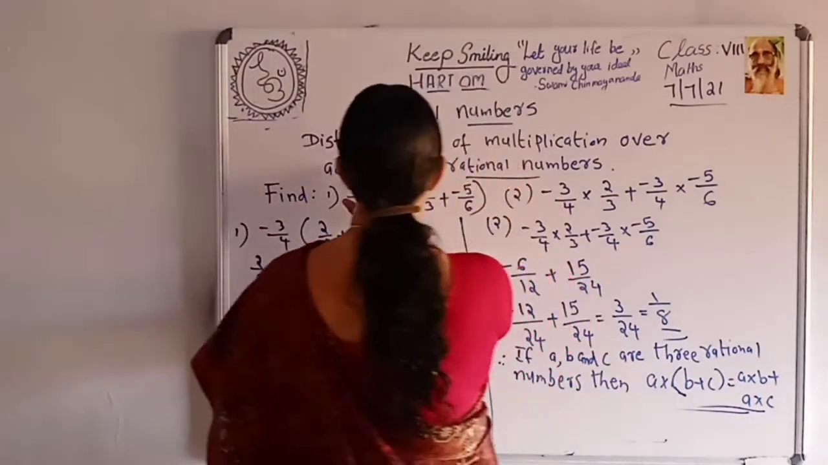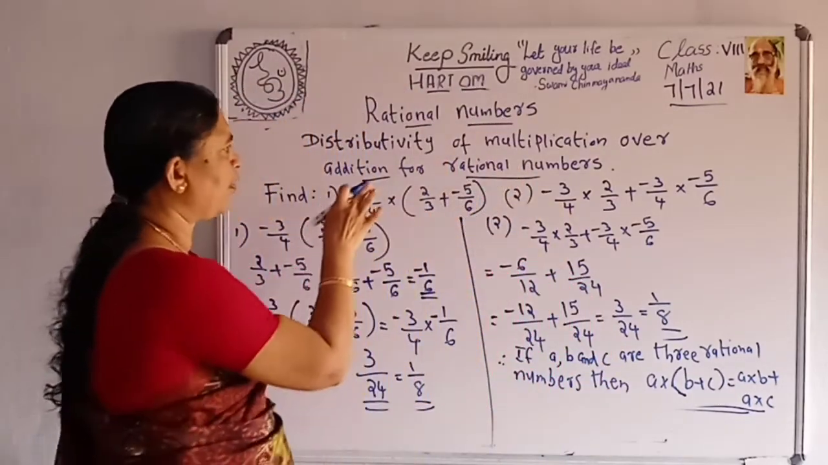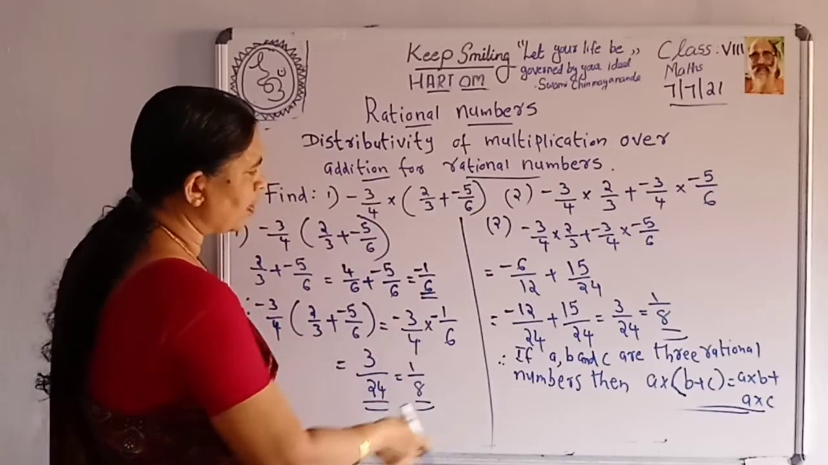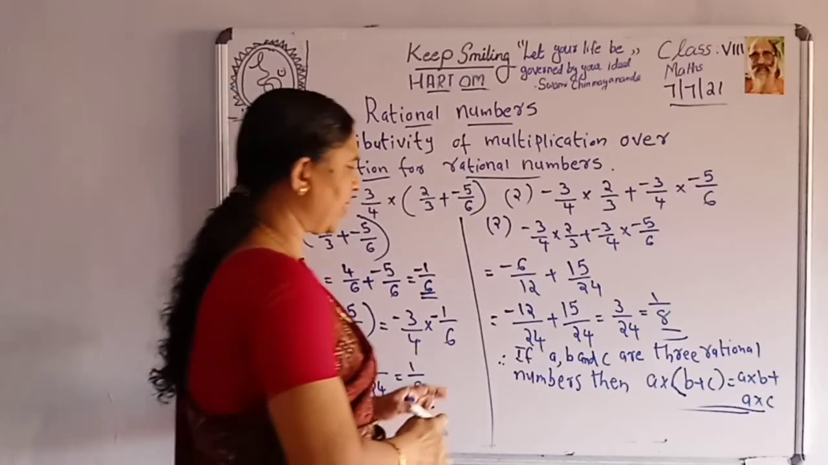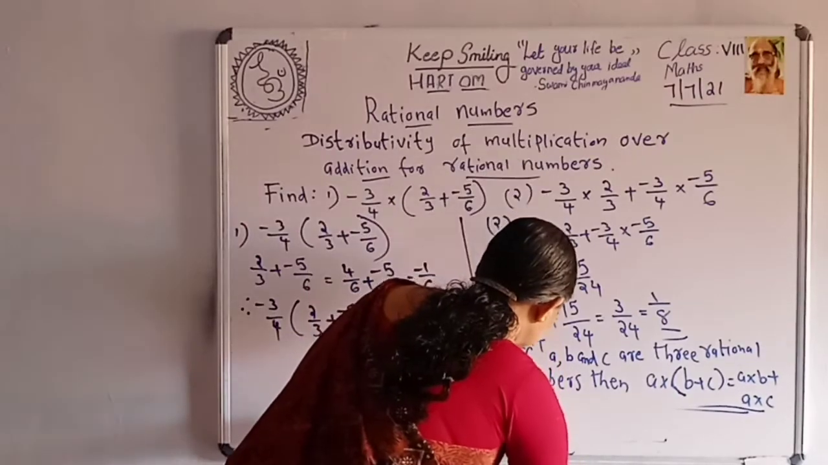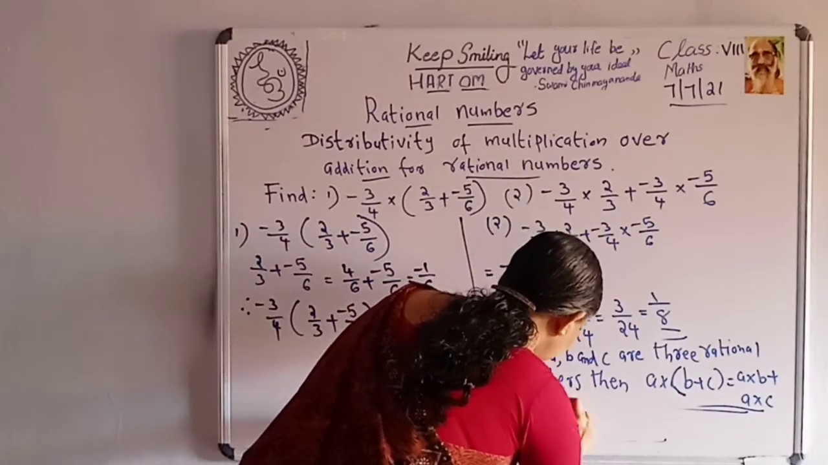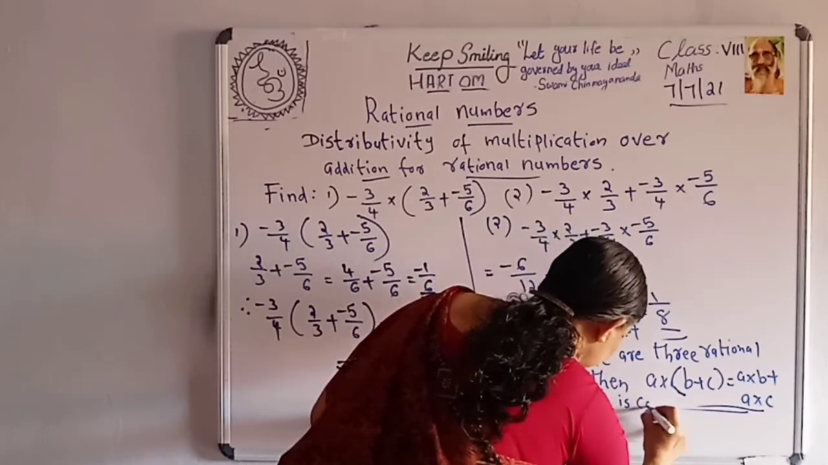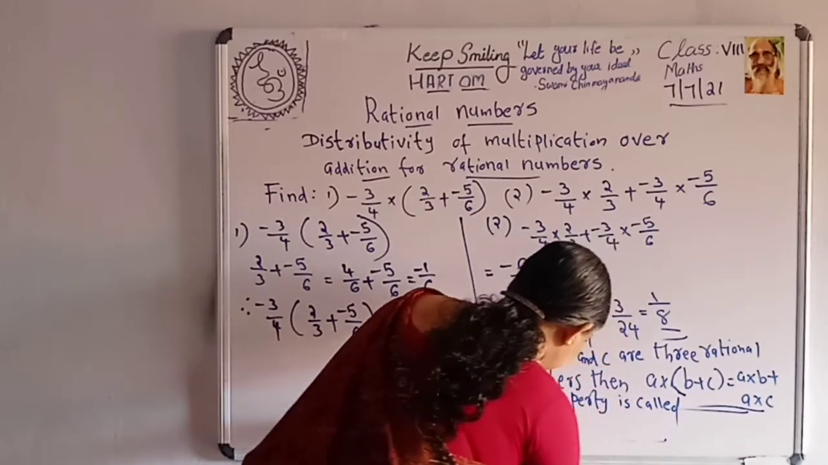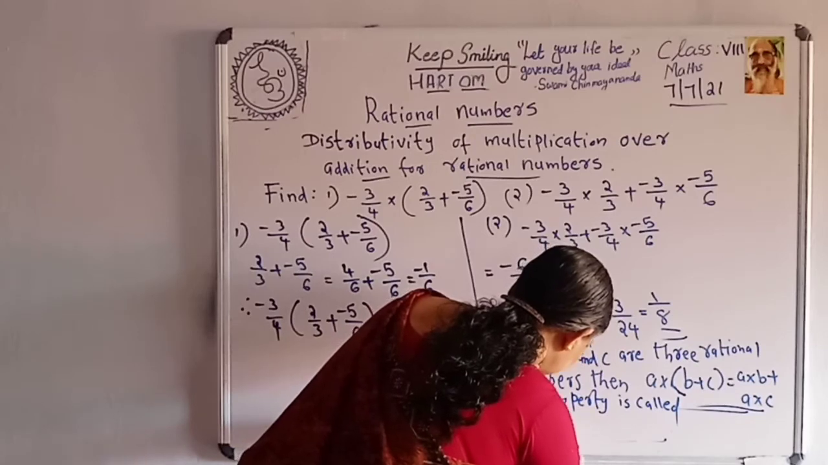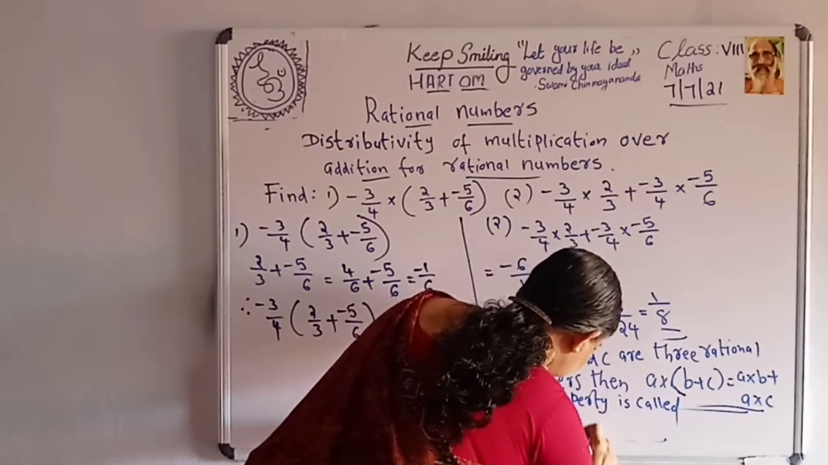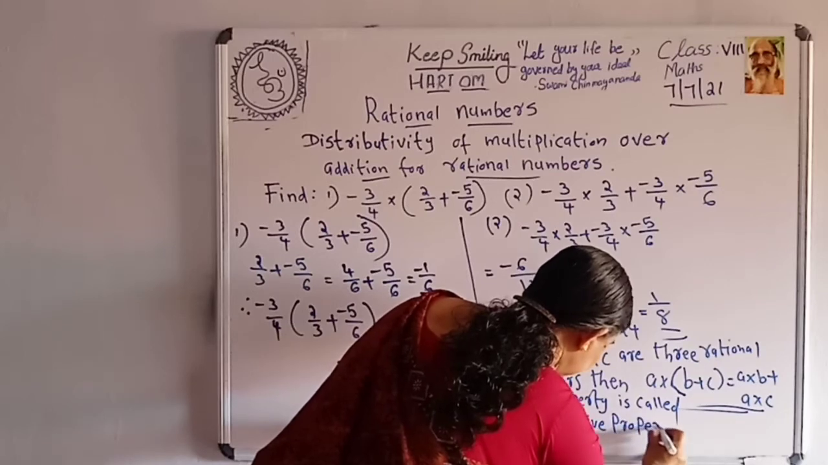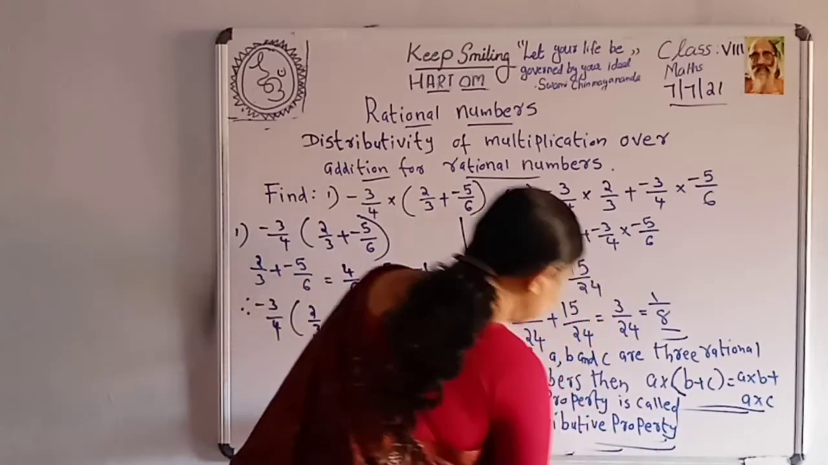So we can say that distributivity of multiplication over addition for rational numbers is proved here. Therefore, this property is called the distributive property. Distributive property. So, what is distributive property?